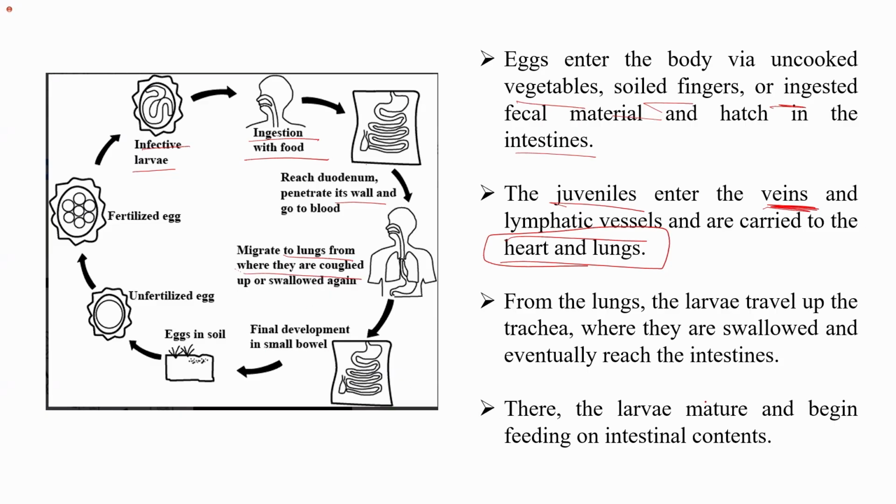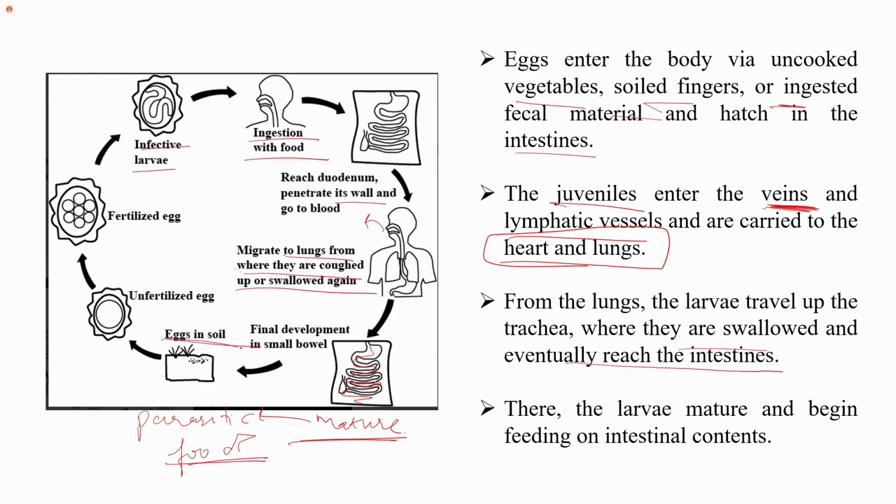So finally, from the lungs, the larvae travel up the trachea where they are swallowed and eventually reach the intestine. So they may be coughed up or they may be swallowed, and during the swallowing process, they reach the intestine. The larva matures here and starts showing parasitic behavior, where it starts taking food from the intestine. There the reproduction happens.